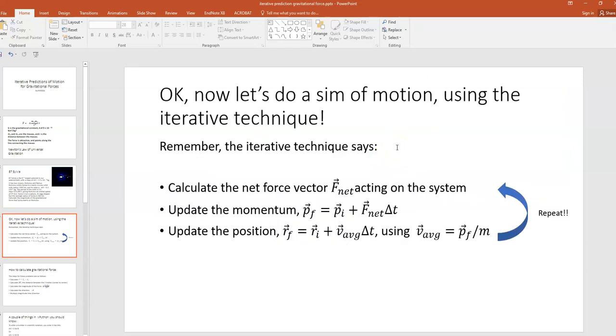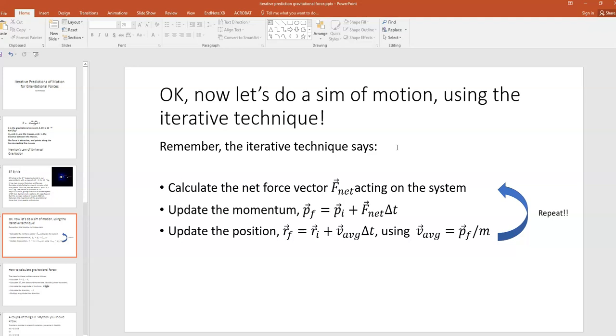If we do a simulation of the motion, we're going to use the iterative technique that's covered in chapter 2, maybe chapter 3, of Matter and Interactions. This iterative technique says that while you're in a loop, which means it's going to repeat over and over again, remember iterative means repeating, what you're going to do within the loop is calculate the net force vector, we'll call it F net here, acting on a system. And this will be a sum, of course, of all the forces acting on a particular object.